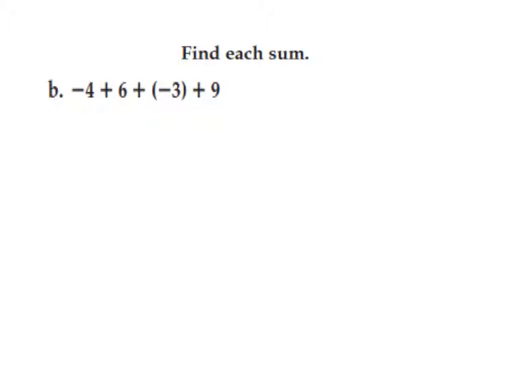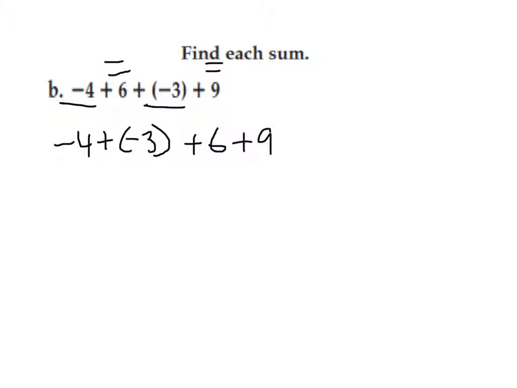We have another example of adding more than two integers. Once again, I am going to use the commutative and associative property to move the problem around to make it easier to work with. First thing I'm going to do is take the negative 4 and the negative 3 and group them together. So I have a negative 4 plus a negative 3. Then I'm going to take the two positive numbers and group them together, a plus 6 and a plus 9. Now I can work on these two groups individually.